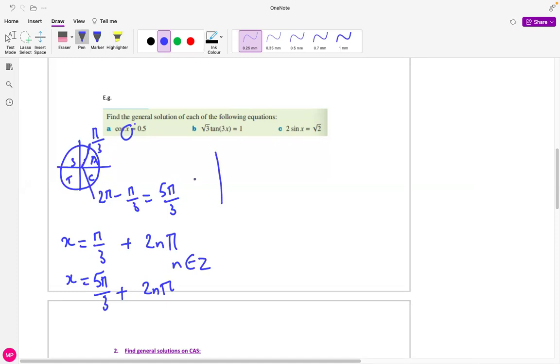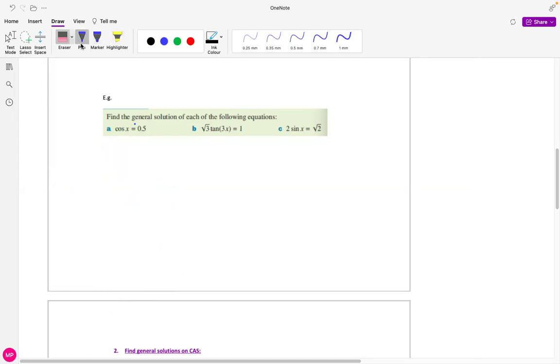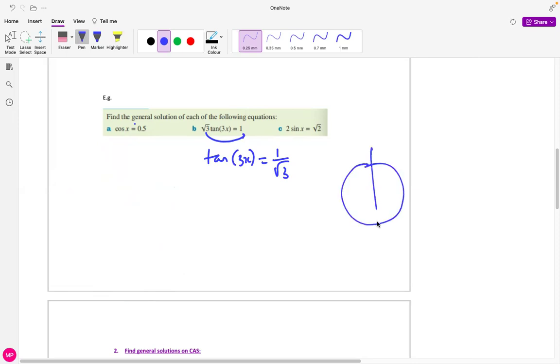All right. Now I'm going to talk about tan because tan is a little bit different. So you can see for cos, you can end up having two solutions. So what about tan? Let's do question B. Here, there's a root 3. I'm going to take the root 3 over. So I would have tan of 3x equal 1 over root 3, right? Now the reference angle to that will be 30 degrees, which is pi/6, right?